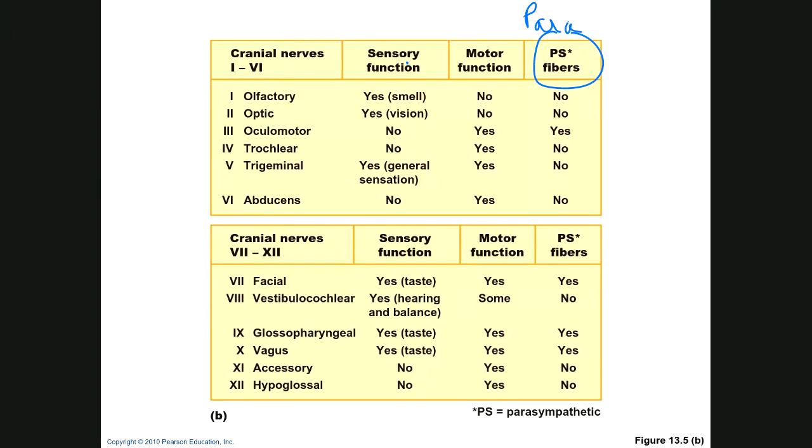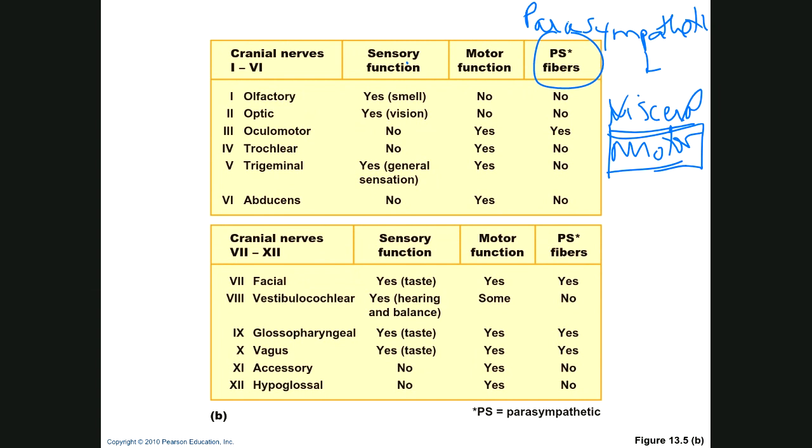Now, keep in mind, parasympathetic is part of the visceral motor division of the PNS. So this is going to be a motor nerve, or the motor function of the cranial nerve. So there are 4 cranial nerves which are part of the parasympathetic nervous system, and all of it will be the motor function that we're talking about. Parasympathetic refers to motor function. Okay.